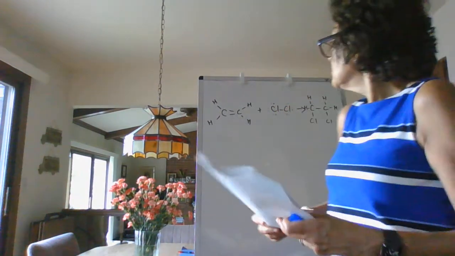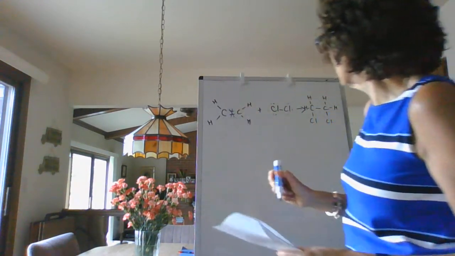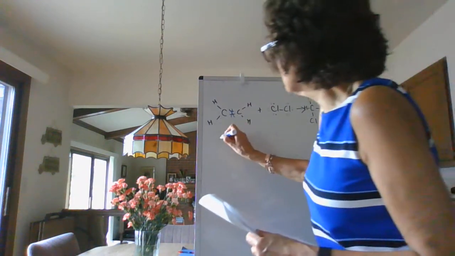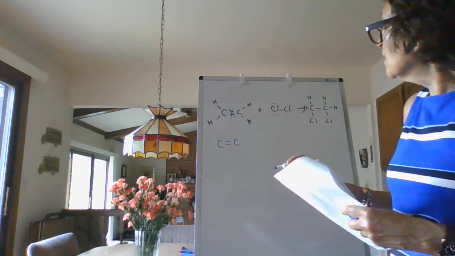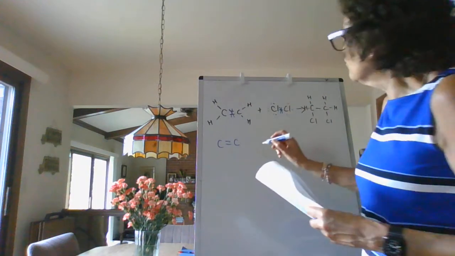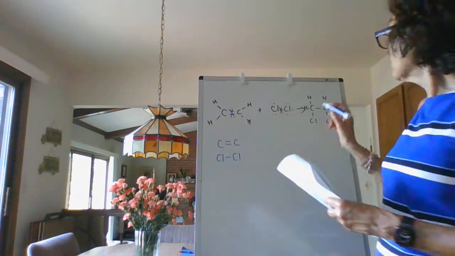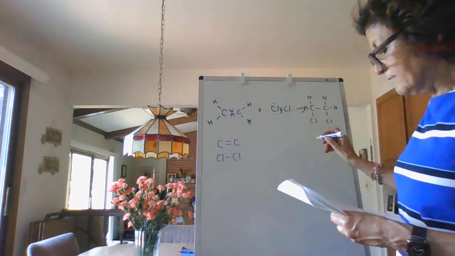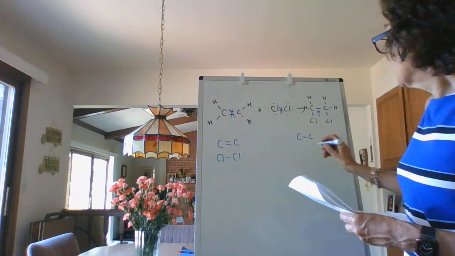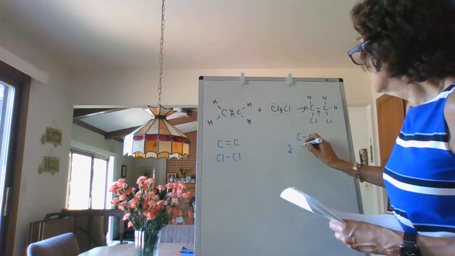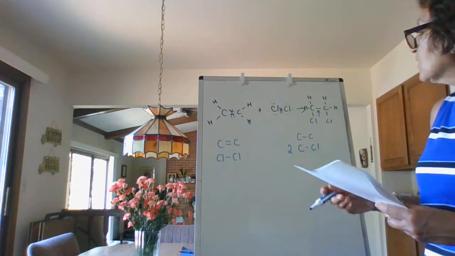All right, so here we go. So what are we doing here? We are going to be breaking the double bond. Okay? So you're breaking a carbon-carbon double bond. That's what you're breaking. And you're breaking a chlorine-chlorine single bond. Okay? What are you forming over here? You're forming a carbon-carbon single bond, and then you're forming two carbon-chlorine single bonds. Okay?